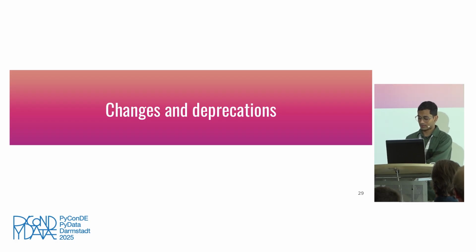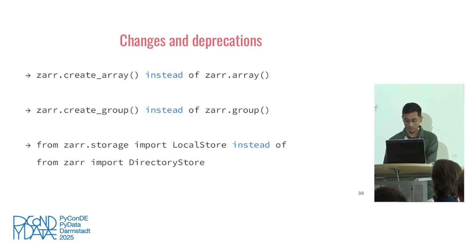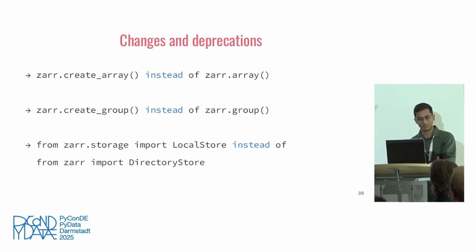Yeah, so changes and deprecations. What changed? Previously there were many ways you could create Zarr objects, which signifies the leaky abstractions of the library, and we simplified that. So if you want to create an array and group, you use create_array and create_group. Earlier it was open and all these other things. So we boiled it down to very simple notations for creating arrays and groups, and the storage classes were changed into zarr.storage. So you have to use from zarr.storage import LocalStore instead of the earlier one.